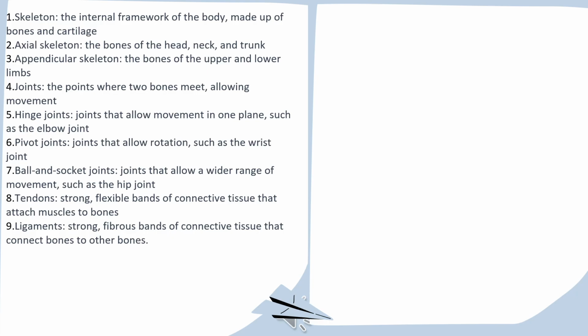5. Hinge joints, joints that allow movement in one plane, such as the elbow joint. 6. Pivot joints, joints that allow rotation, such as the wrist joint. 7. Ball and socket joints, joints that allow a wider range of movement, such as the hip joint.